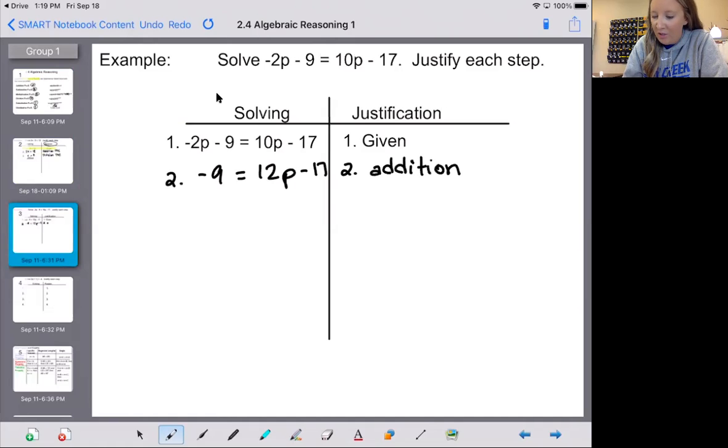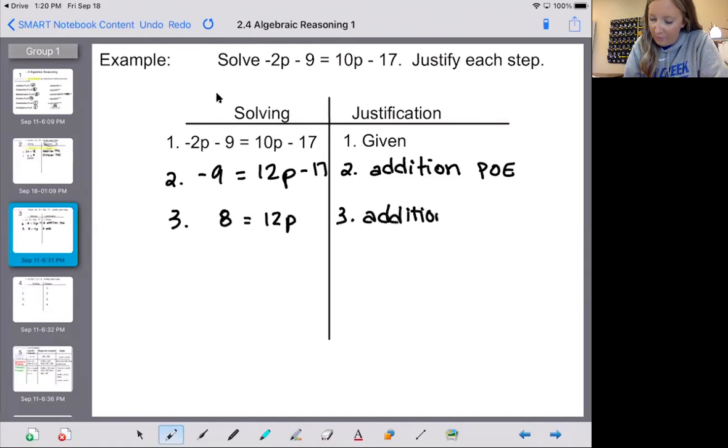So I use the addition property of equality. All right, next line for me, what I will probably do next is add 17 to both sides. If I add 17 to both sides, my 17 would be gone, right? And then I would have, let's see, negative 9 plus 17 would be 8. Okay, now how did I get 8 there? I, again, added 17. So I did the addition property of equality.